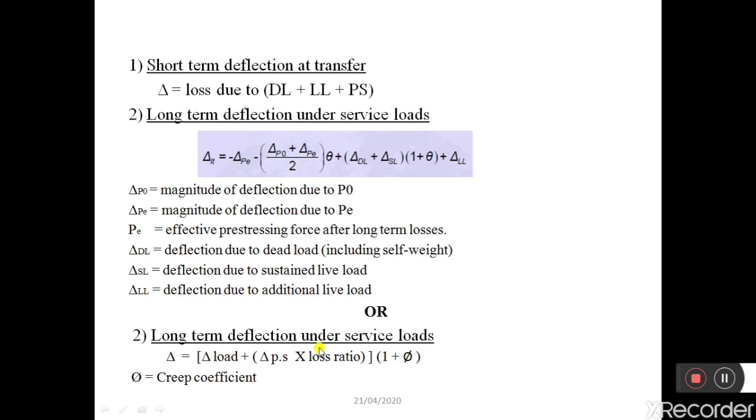And these are two equations to calculate long-term deflection. This is the equation used to calculate long-term deflection when different losses are considered. This is the formula to calculate long-term deflection when the losses are not considered or when the data regarding the losses are not given.